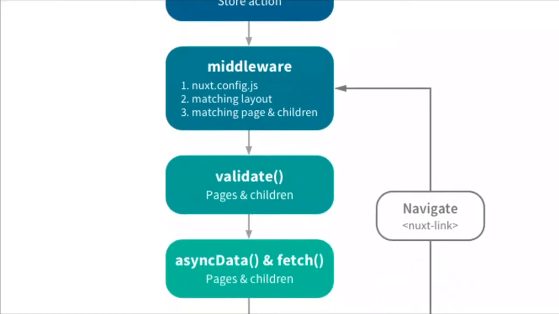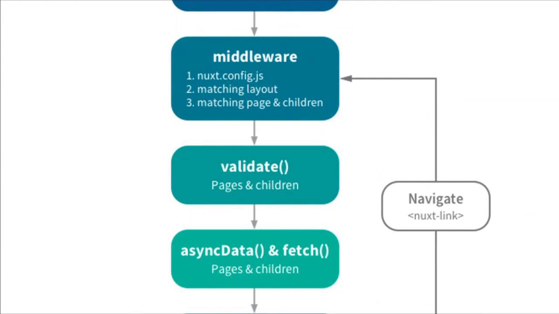Okay. So, after working on the store, you go to the middleware, read the Nuxt config, and then get all the pages. Then it will do the validation that you saw. If it fails, it'll send you to the 404 page or the 4-something page. We have already seen validate; this is actually one of the Nuxt options. After that, asyncData and fetch.